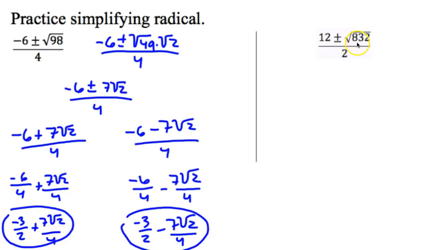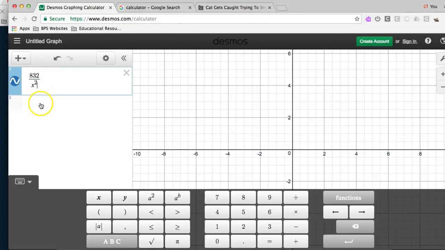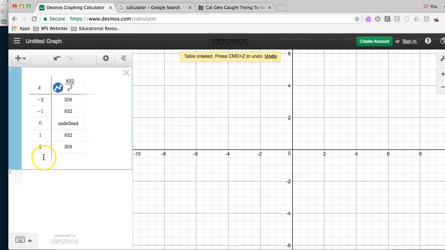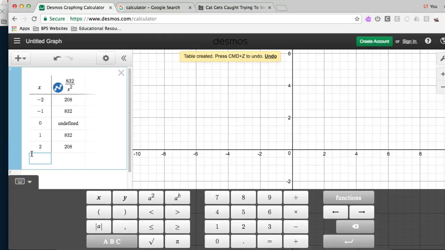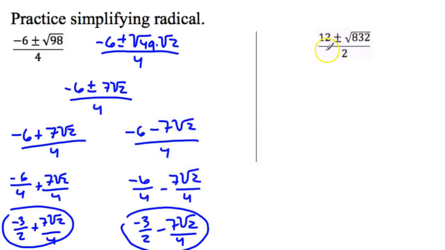If you graph 832 divided by x squared and make a table. So we got 832 divided by x squared. I hit this, that. Oh, okay, I got a table. I can keep adding numbers down here. 3, 4, 5, 6, 7, 8. Okay, 8 and 13, right? If I go higher than that, nothing good. So 8 and 13. This means that's going to simplify to 8 radical 13. To 8 radical 13.